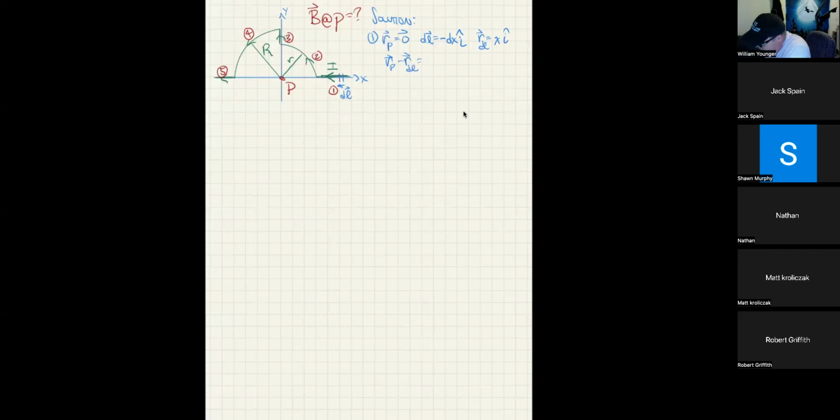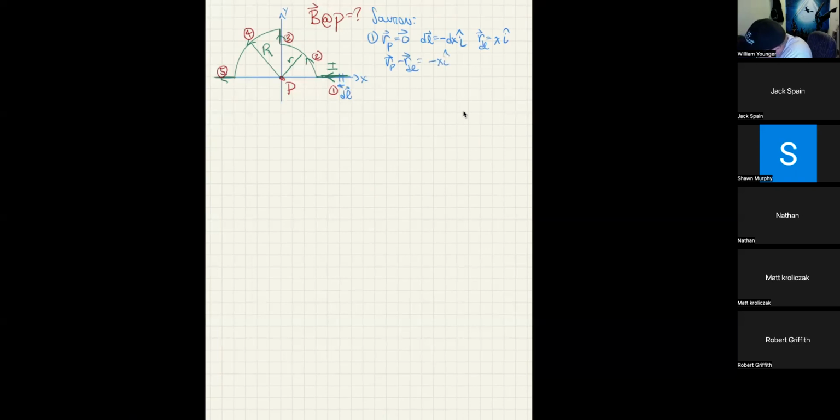Wait, doesn't it have to go in the I hat direction, since DL has to go along with the current? Right. That's why the current is pointing in the negative I hat. So that's why DL has a negative on it, but RDL just points from the origin to where DL is. DL is at the same distance X. Does that make sense? Yes. It's just a positional vector, not the DL vector. All right. So RP minus RDL is just going to be negative X I hat.